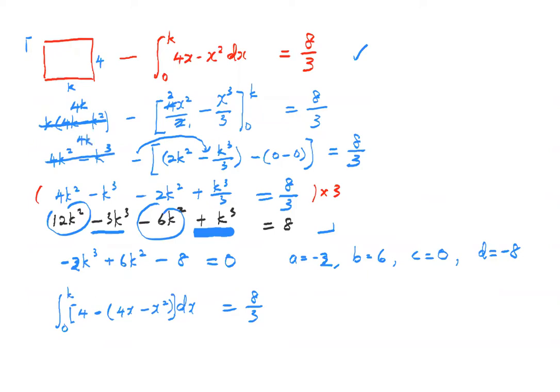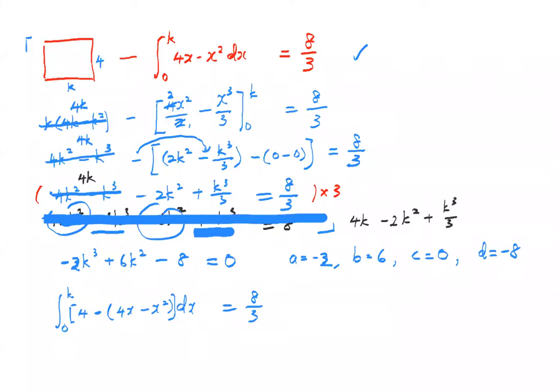So the whole thing here is wrong. I make the correction. So here is 4K. Thank you, Sebastian. So the equation will be 4K minus 2K squared plus K cubed over 3 equal to 8/3. Okay, then you solve the problem. So all these are wrong.